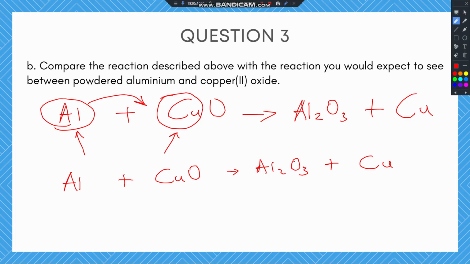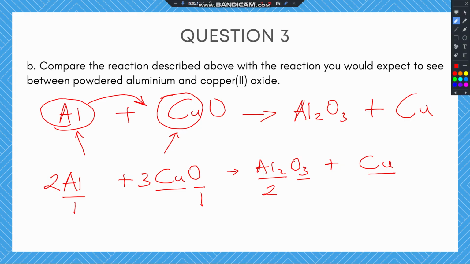Now, on the left hand side we have one atom of aluminium, and on the right hand side two atoms of aluminium. So we put a coefficient of 2 here to balance aluminium atoms. On the left hand side we have one atom of copper and another one atom of copper, so copper is balanced for now. And then oxygen, on the left hand side we have three atoms, and over here we have just one, so we put a coefficient of 3 over here to make oxygen balanced.